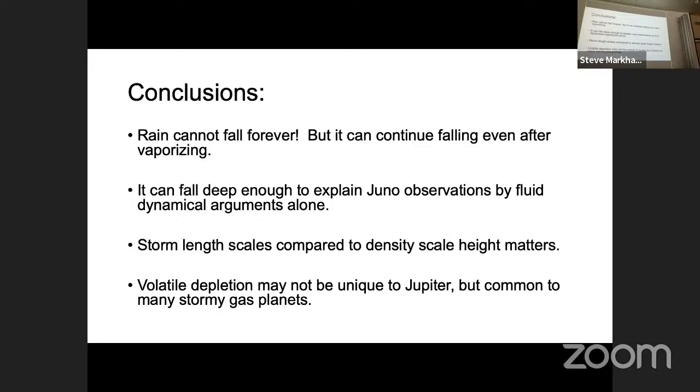And volatile depletion may not be unique to Jupiter. It might also be relevant to Uranus, which is of high interest because it can also apply to exoplanets. Right now, there's a big push going on in the exoplanet community to try to quantify the abundances in the atmospheres of gas planets all over the galaxy. This is great, but this is a caution that what is measured in the atmosphere is not necessarily the abundance in the bulk envelope of these gas planets.